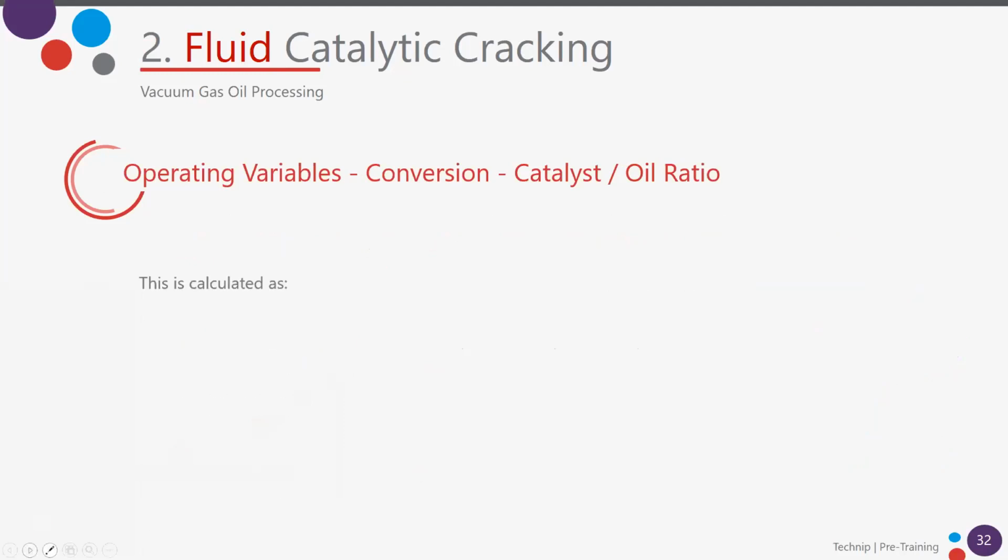How do we calculate conversion? We have our feed, and we will have our light cycle oil and our clarified slurry oil. Feed minus light cycle oil minus clarified slurry oil, divided by feed, multiplied by 100, will give you the percentage of conversion.